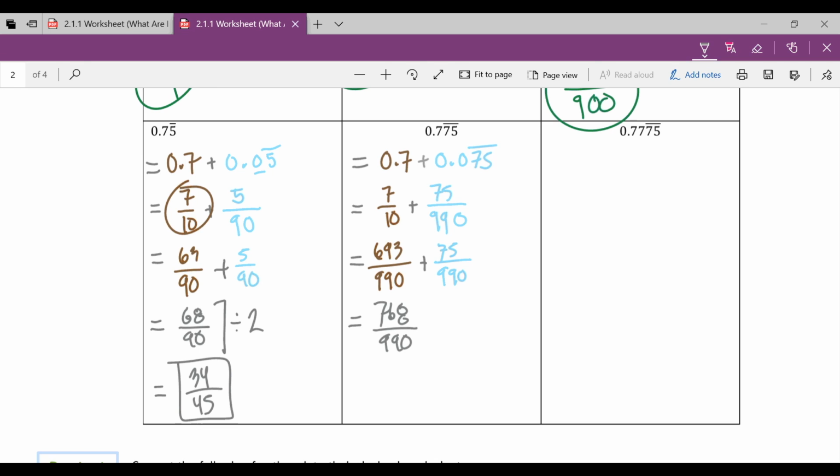You know what that means? It means that 768 is divisible by 6. Those are your divisibility rules. 990, 18 is divisible by 3. 990 is divisible by 2.